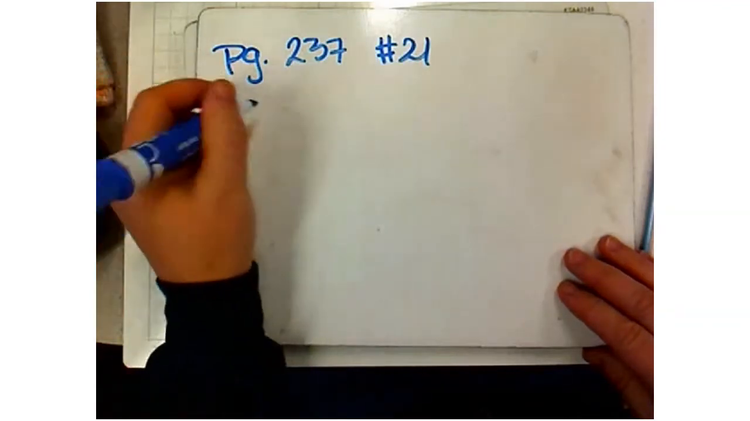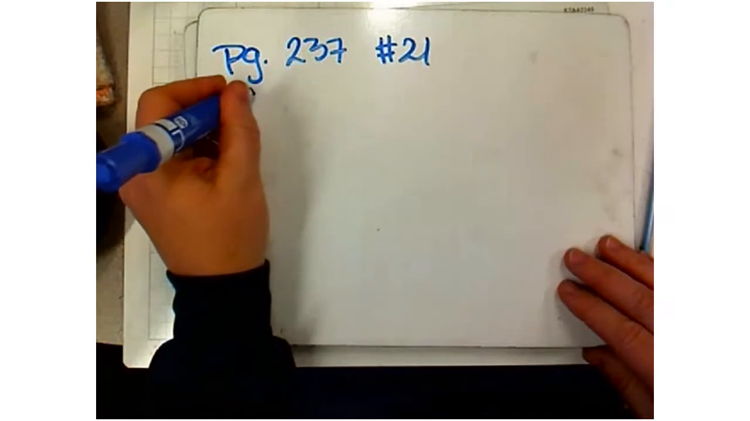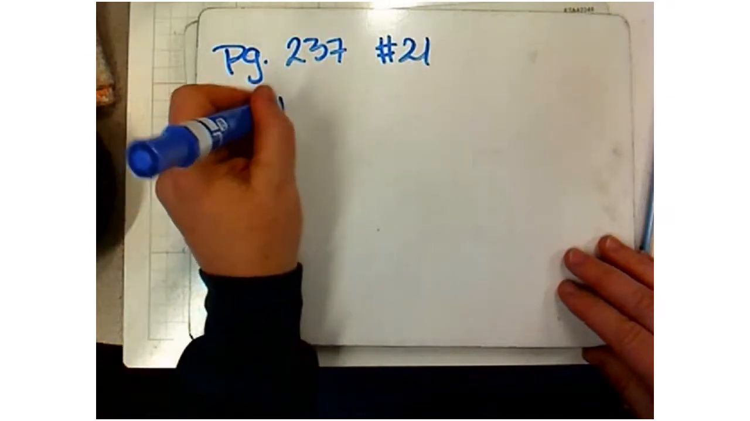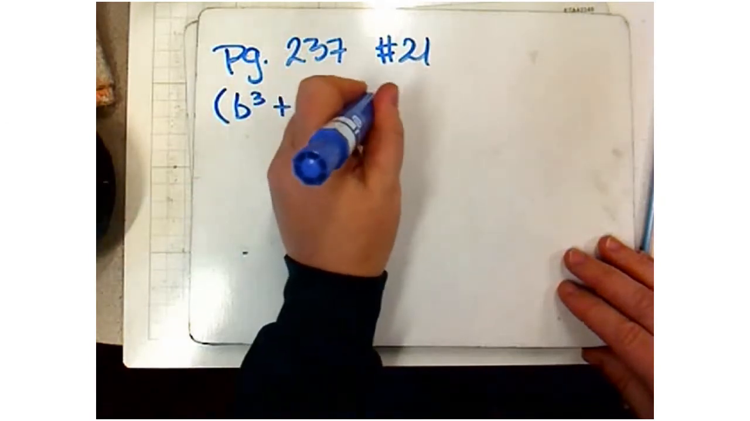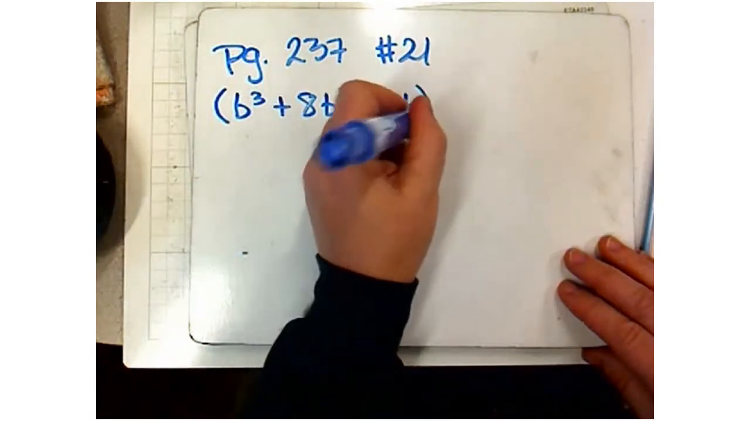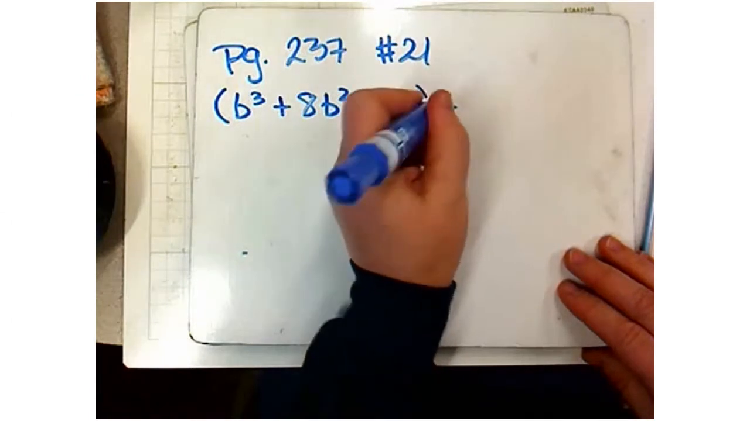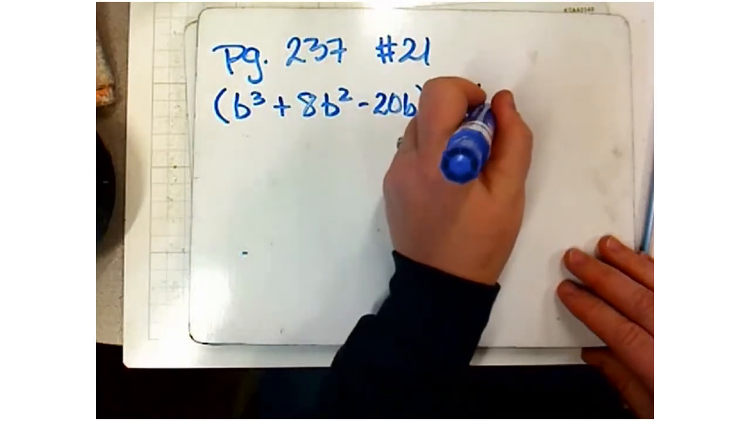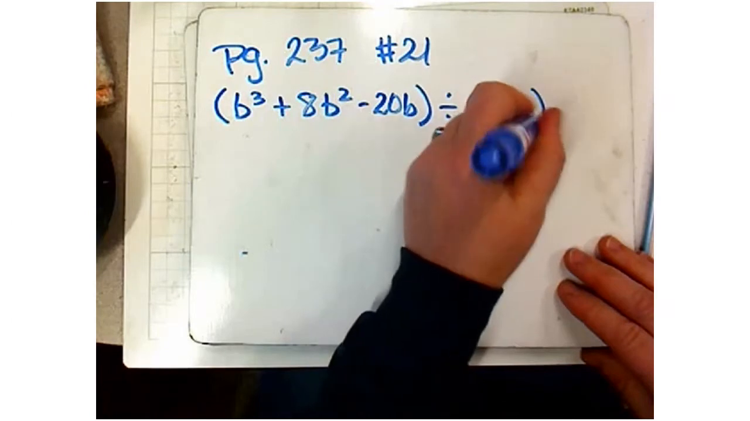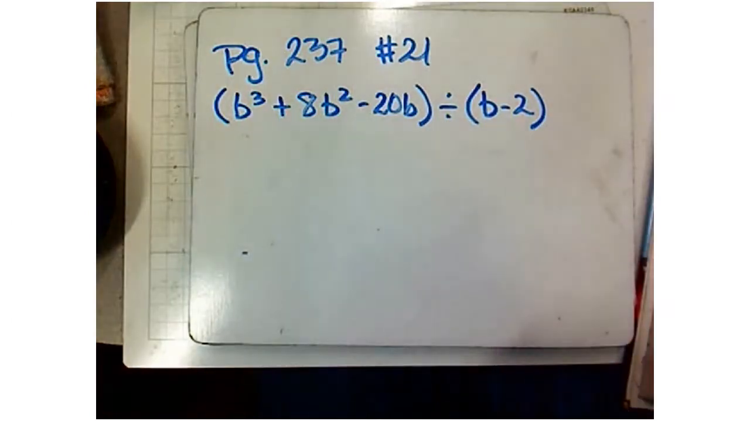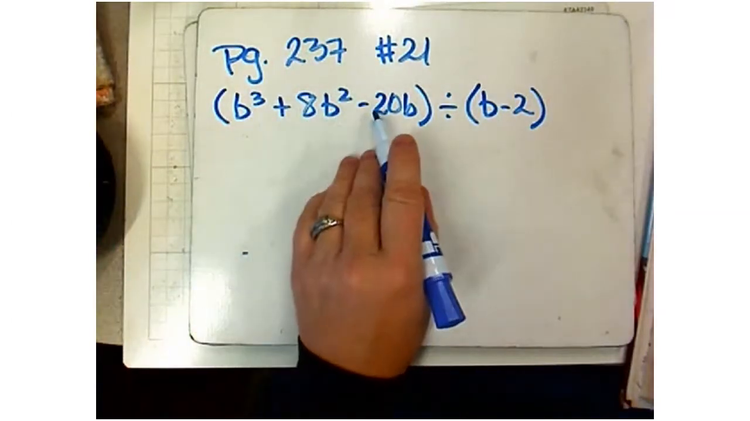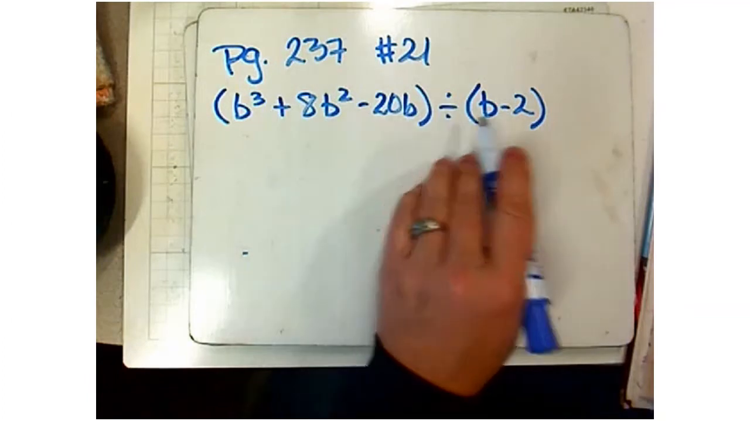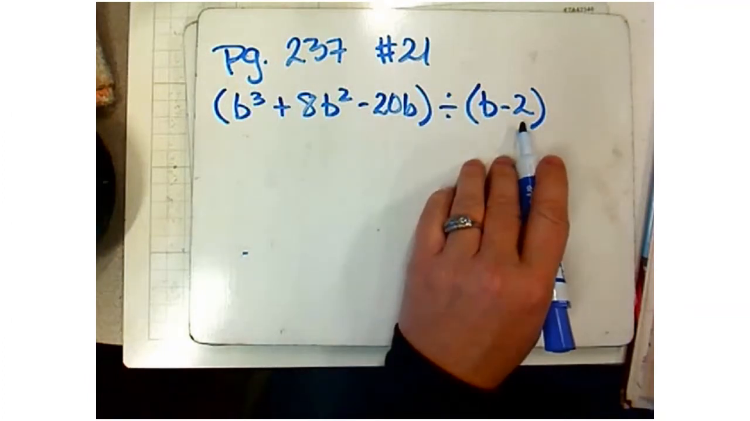It should say, open paren, b to the third, just read it really carefully, plus a b to the second minus 20b, close paren, divided by, open paren, b minus 2, close paren. So go back over it and read it again very carefully. B to the third plus AB squared minus 20B divided by B minus 2.